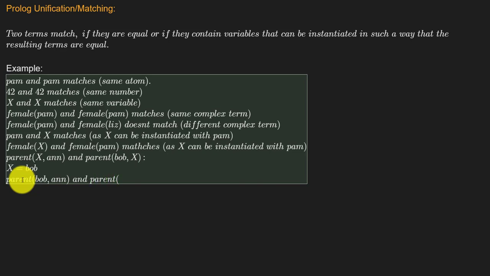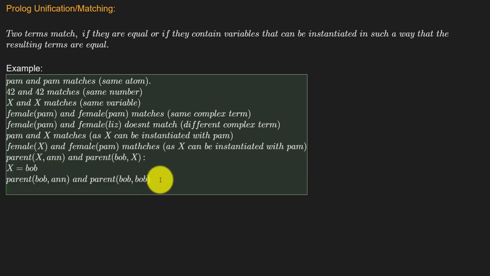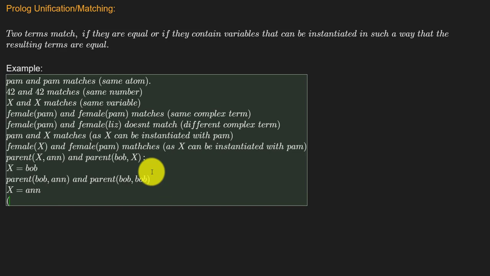And the second one will become parent Bob, but as we have already instantiated X with Bob, this will again become Bob, right? After instantiation, these two complex terms are still not matching because these arguments are not the same. So that means these two terms will never match. Okay, again, if you instantiate X with N over here, the same thing is going to happen.